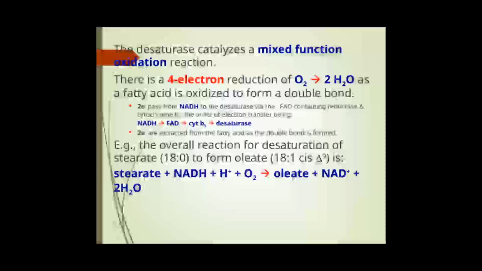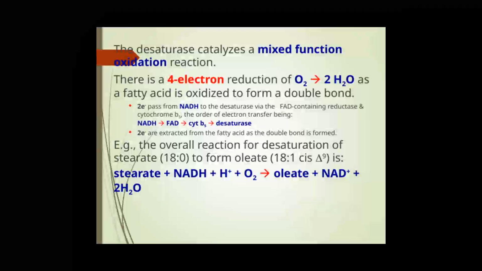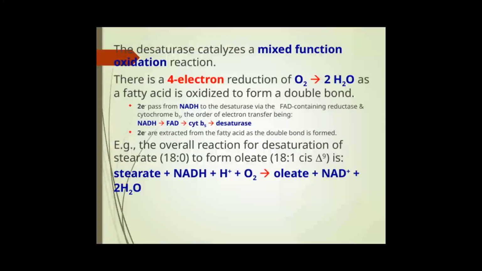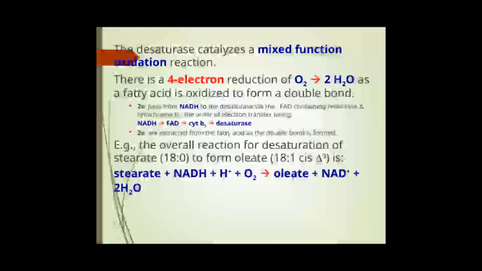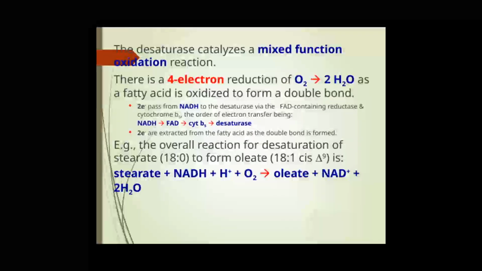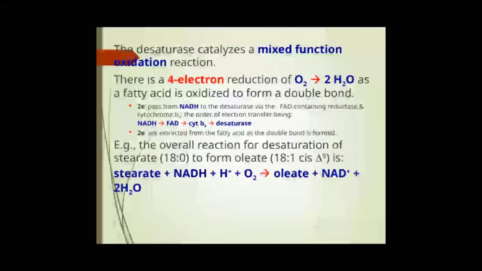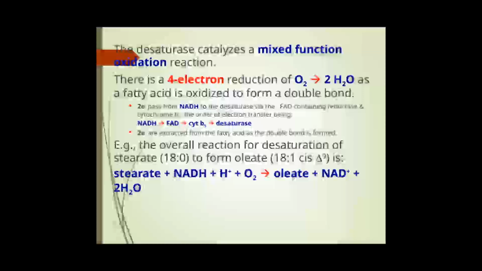To put this into perspective, let's consider the desaturation of stearate, an 18-carbon saturated fatty acid, into oleate, an 18-carbon monounsaturated fatty acid. The overall reaction involves stearate combining with NADH, a proton, and oxygen, resulting in oleate, NAD+, and water. This process is fundamental because it modifies the fatty acid structure, impacting their properties and functions in biological systems. Connecting this to the overall theme, it highlights how enzymes like desaturases are essential for lipid metabolism and cellular function.